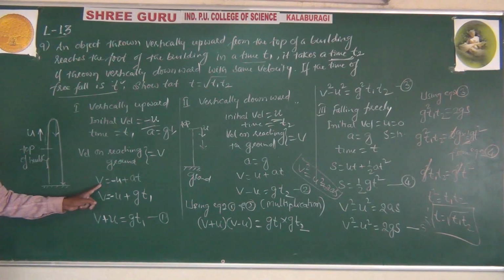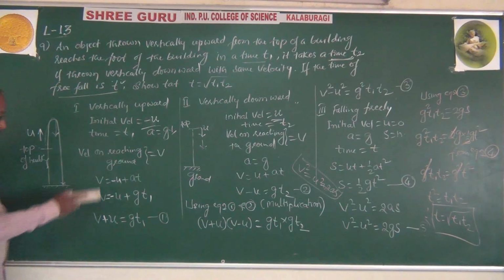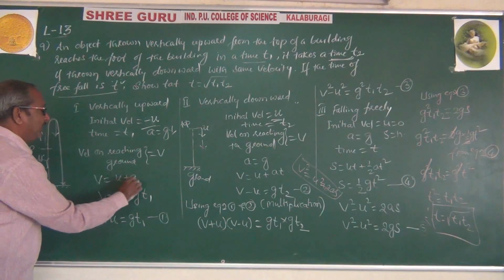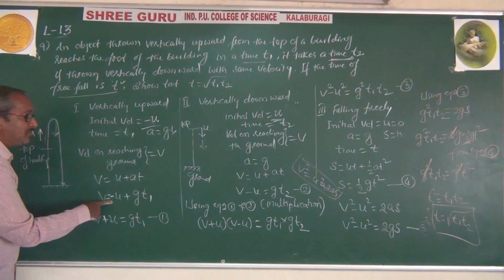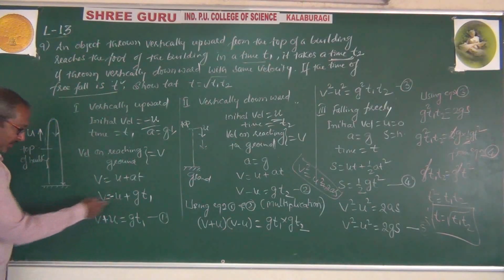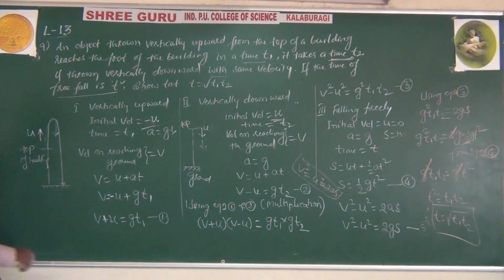So now using v equals u plus at, the v value is v, u is minus u, a value is g, and t value is t1. By rearranging we got v plus u equals g t1.